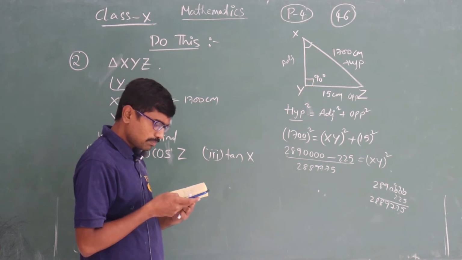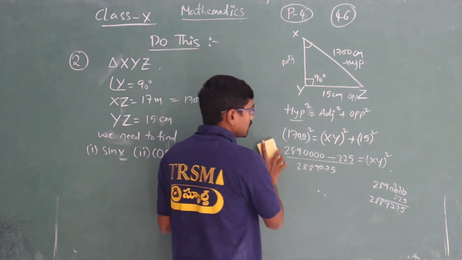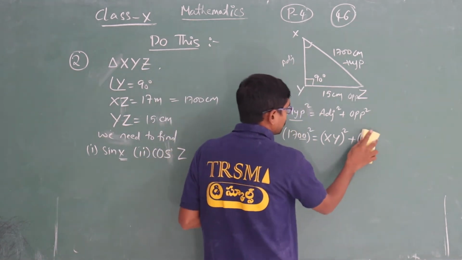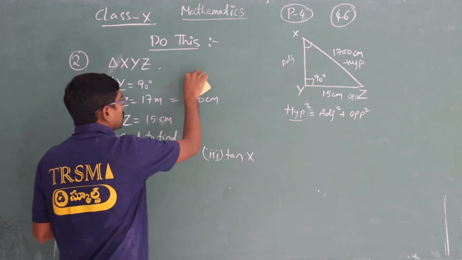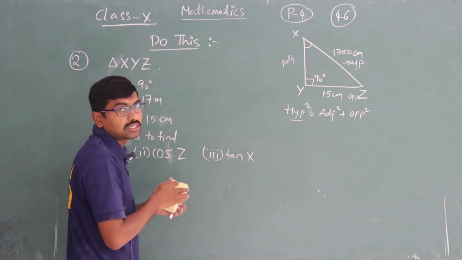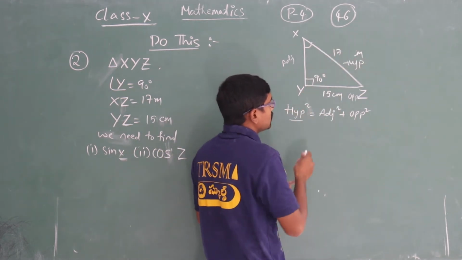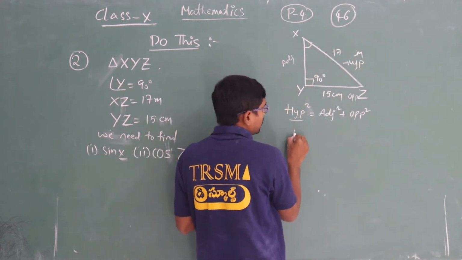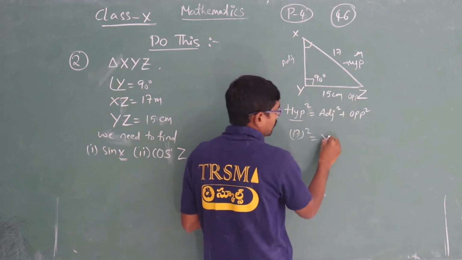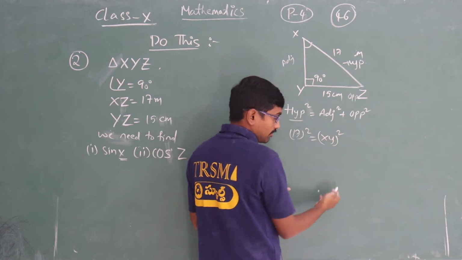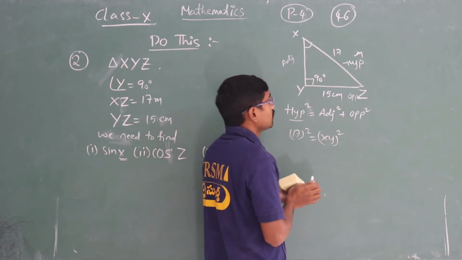Okay, I think it is a printing mistake. So let us take 17 only here. There is a printing mistake in the textbook in the place of meter directly. So we are not converting this into centimeters, we are just writing it in meters only. Okay, you can see here. So directly, hypotenuse I am taking 17, 17 square is equal to adjacent xy square.